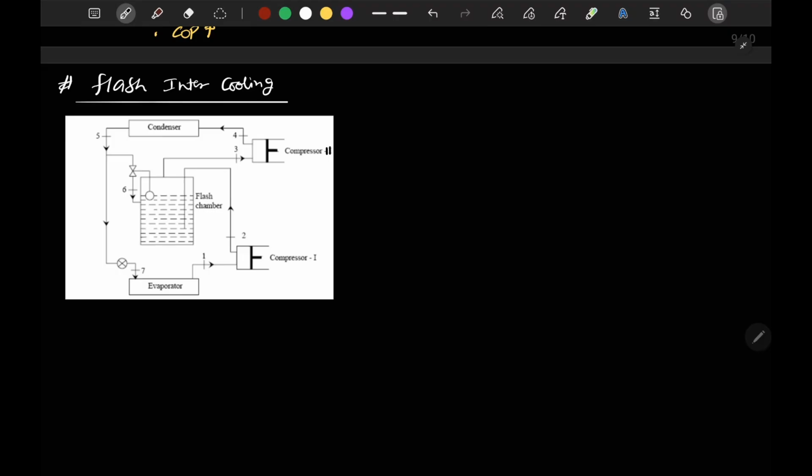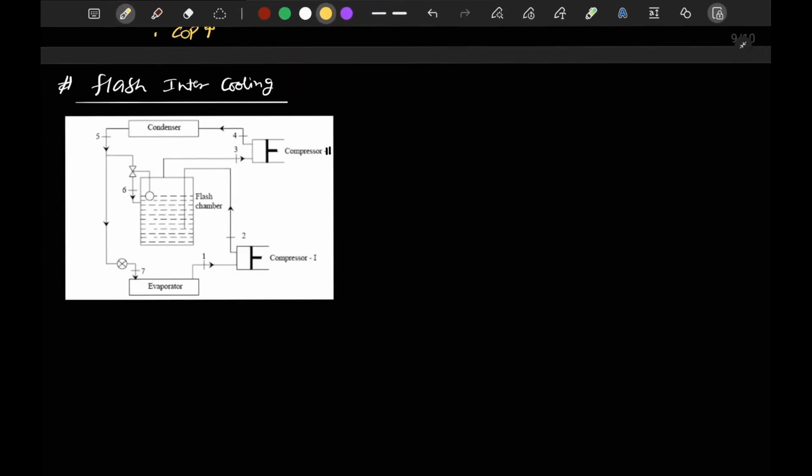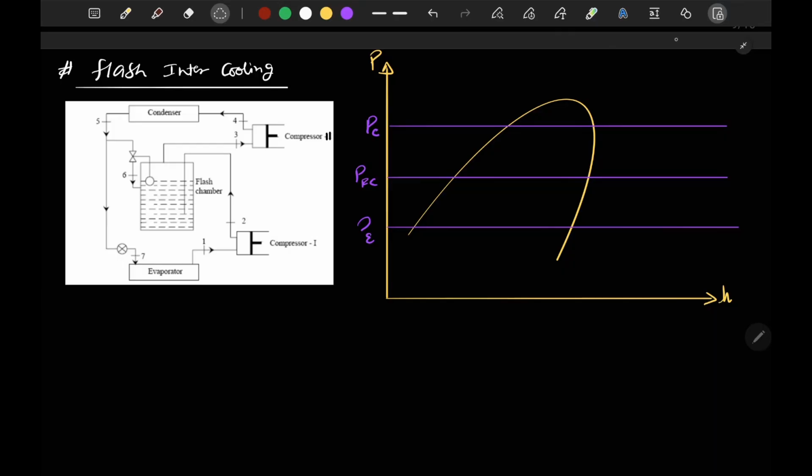Okay, so now if we want to draw our plot for this, the pH graph, this is our outline for the pH plot, and these are, like I mentioned earlier, the condenser pressure, flash chamber pressure, and evaporator pressure. Okay, now if we want to draw the cycle, so we know that this is point 5, condenser exit, and it is throttled to point number 6.